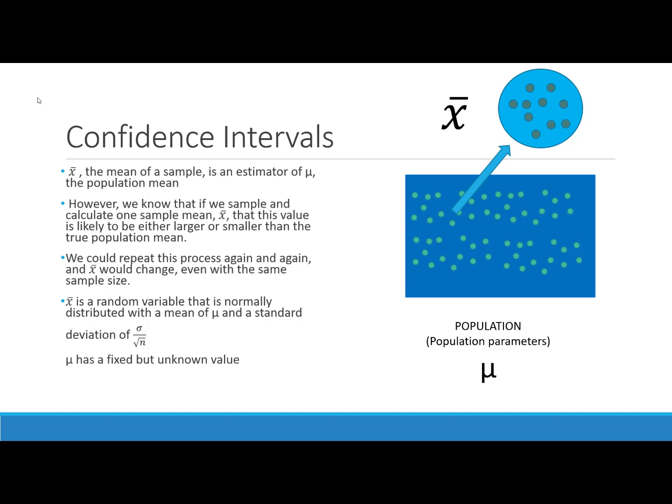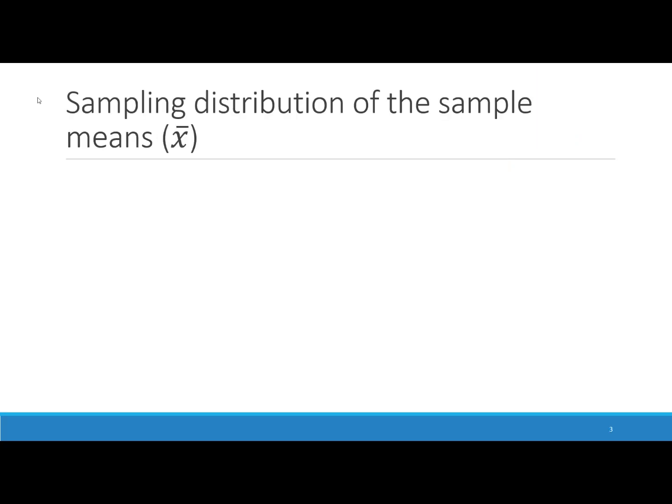X bar is a random variable that is normally distributed with a mean of mu and a standard deviation of sigma over square root of n. We know this from the central limit theorem. Mu, though, is not a random variable. It has a fixed but unknown value.